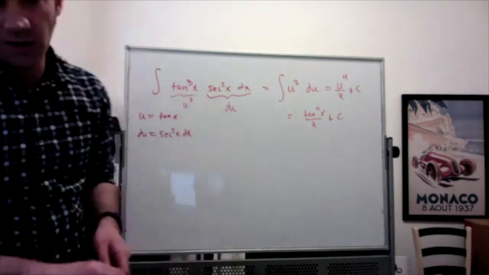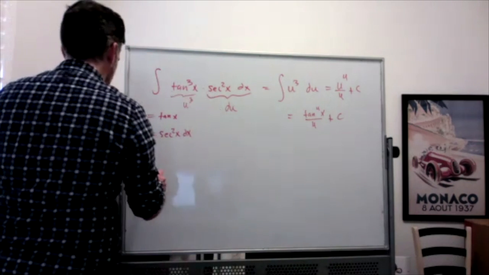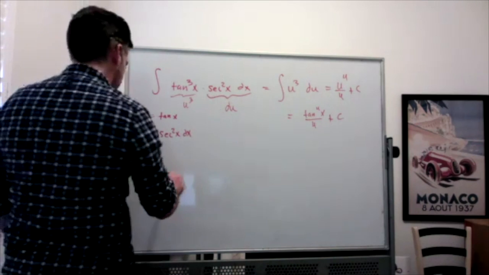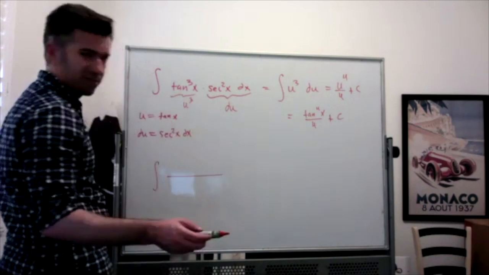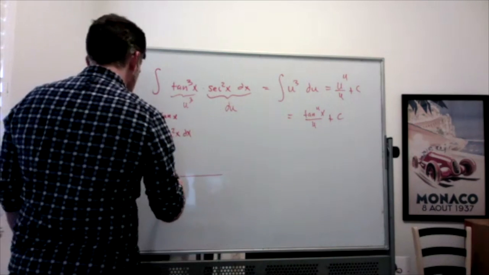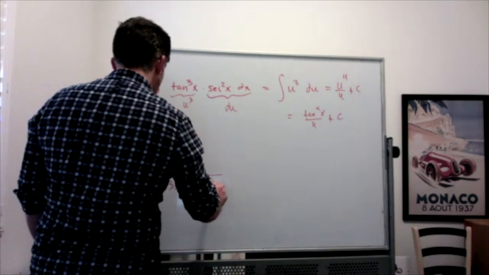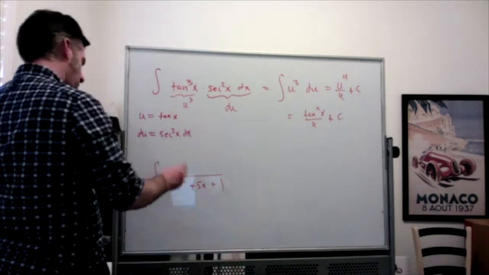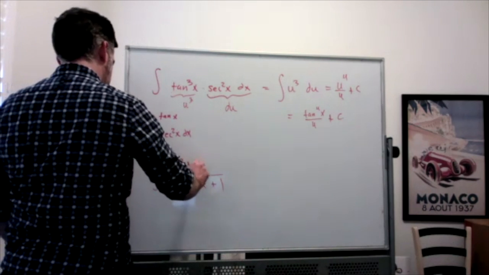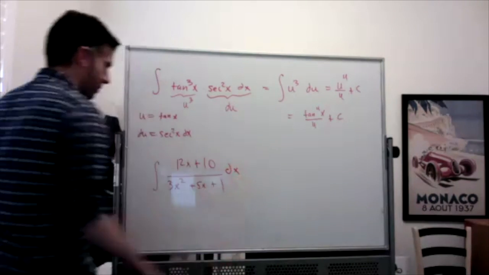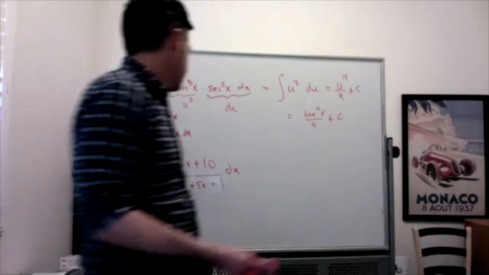Sure, let's look at a couple of these. Let's say we have the integral of (12x plus 10) over (3x squared plus 5x plus 1). Say we have that. So let's see.